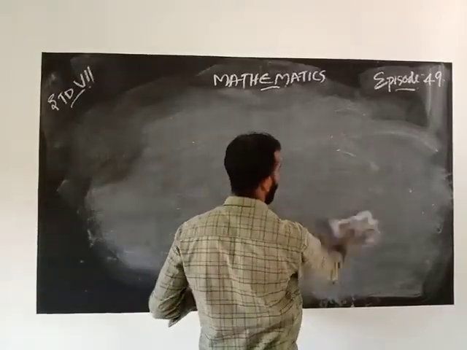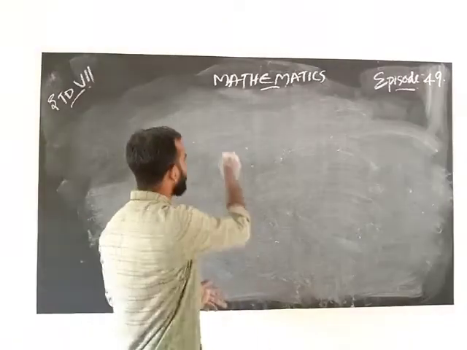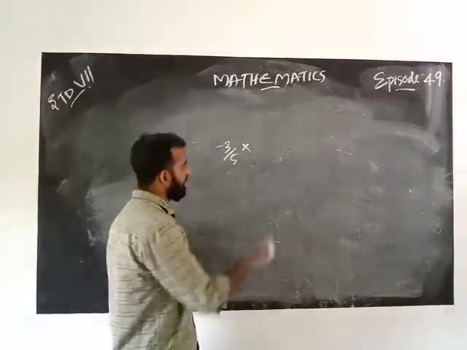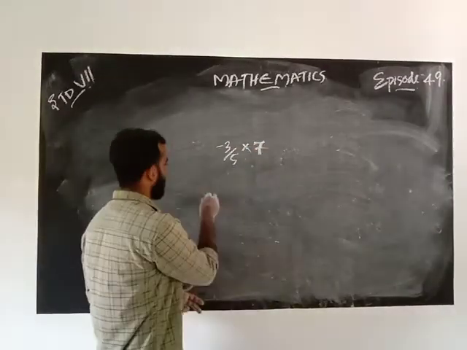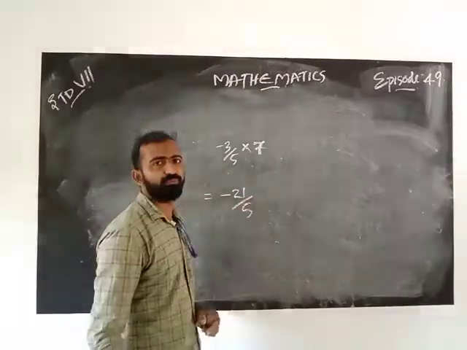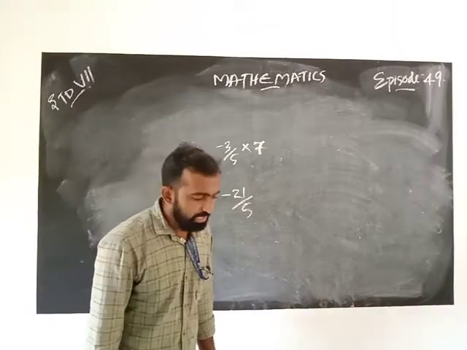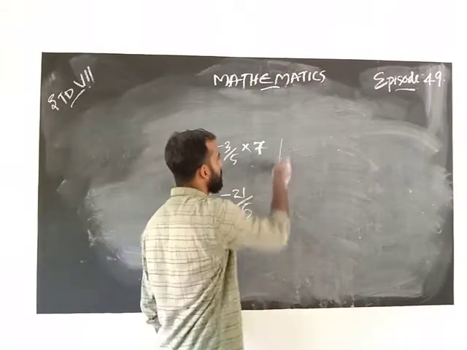Try this. First, negative 3 by 5 into 7. We get negative 21 by 5. First try this, the answer is negative 21 by 5. And the second one is negative 6 by 5 into negative 2.